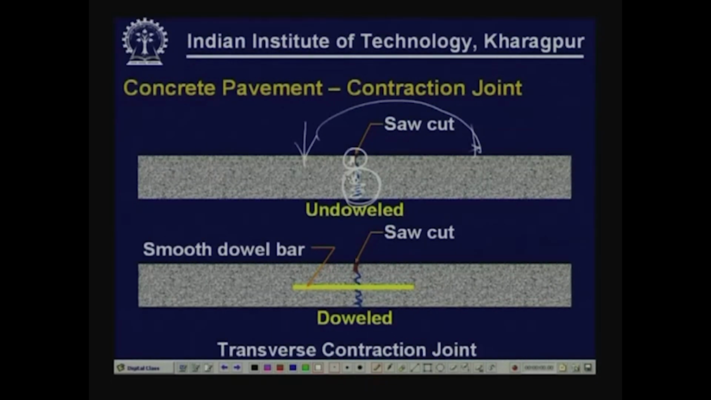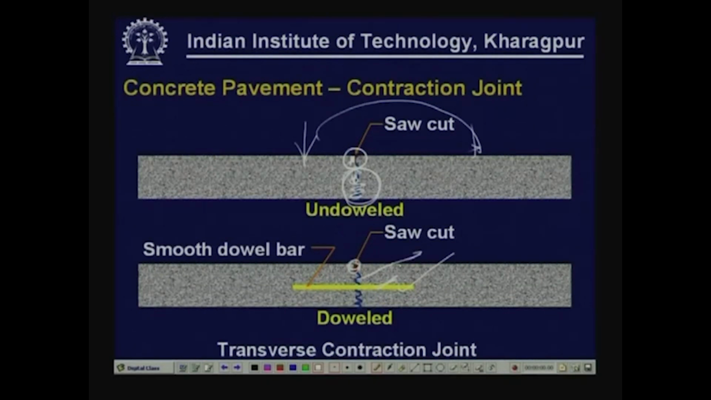The figure at the bottom shows a dowelled contraction joint. During construction, dowel bars will be placed, inserted into the concrete. These are the dowel bars. Dowel bars will be inserted into the concrete, then the concrete will be completed. After that, at this location there will be this saw cut that is made. Once that saw cut is made, it will be followed subsequently by the development of this crack.